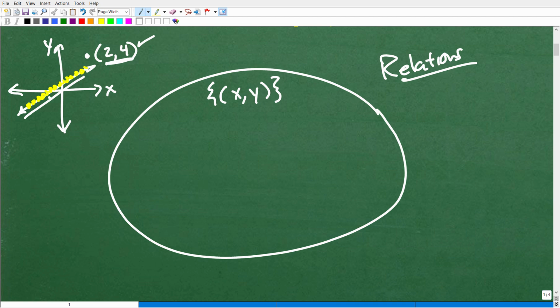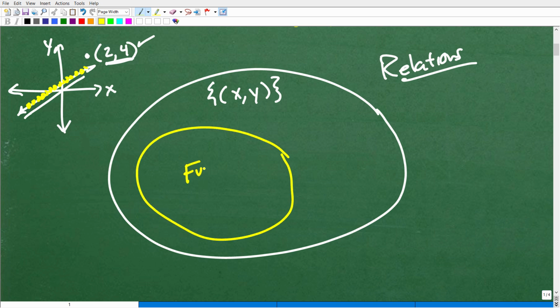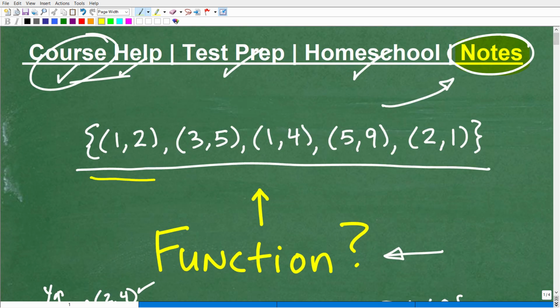So just want to make that clear. Now, in the world of functions, functions are a particular type of relation. So in this whole world of relations, some of these are functions. What we have here in this particular problem is a collection of xy points. This is an xy point here, just so there's no confusion.